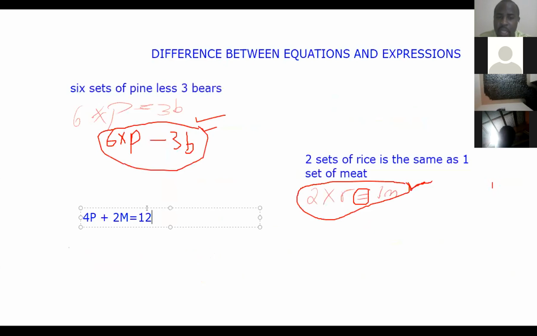Is it an equation or expression? Equation. What about this one? Is that an equation or expression? Expression. What about this? Equation. What if I put that in it? What is it? Equation. Great. What about this one?